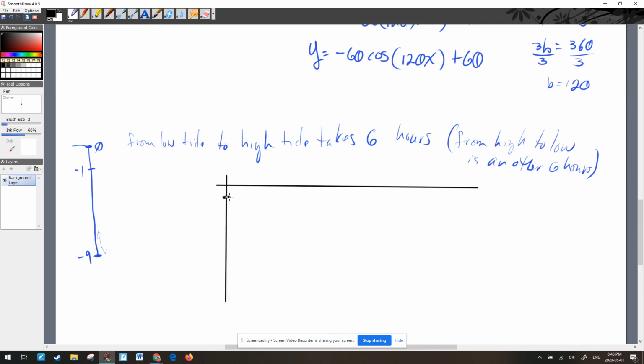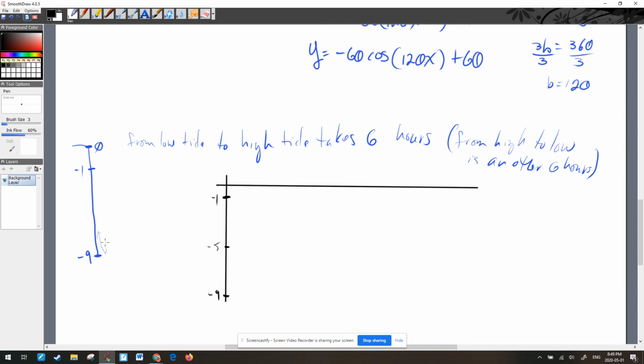The high point that the water gets to is -1. The low point that the water gets to is -9. That means that the center point, because we need that, how are we going to do it? Well, there's a couple different ways, but the easy way is to say -1 plus -9 is -10. -10 divided by 2 is -5. So there's my center line.